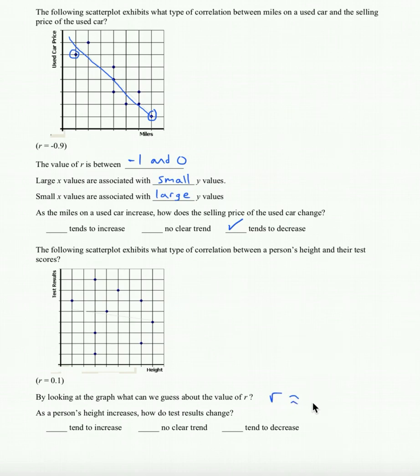I would say that R is approximately 0, because the dots are so scattered. What does this tell us? As a person's height increases, we see no clear trend when it comes to the test results and their relationship to the height.